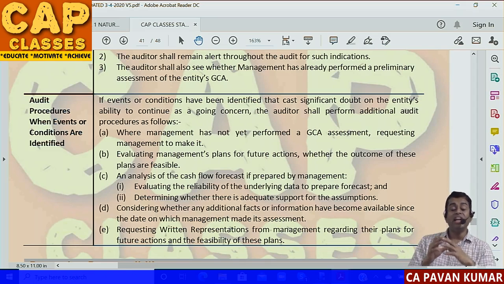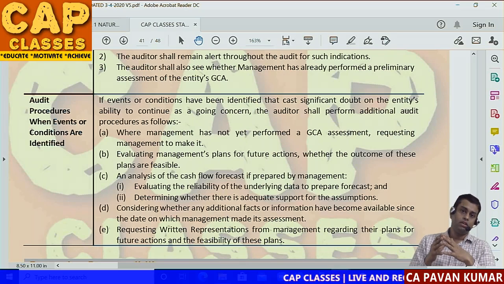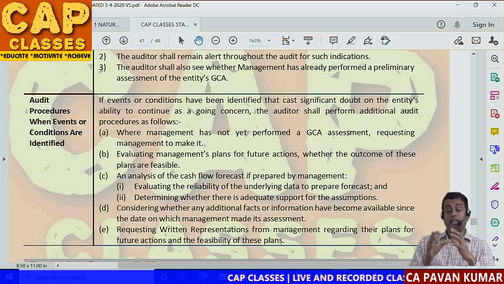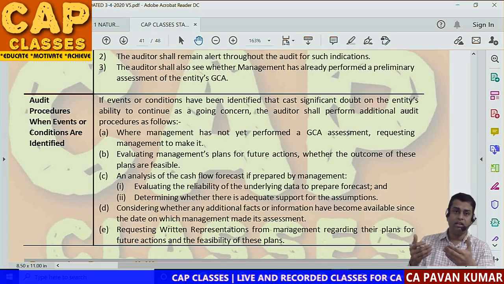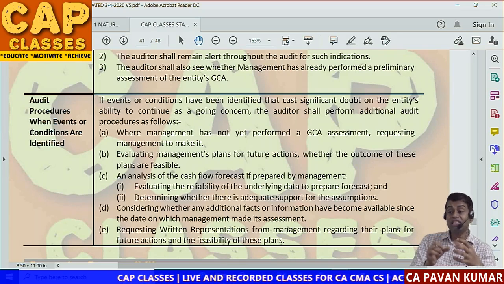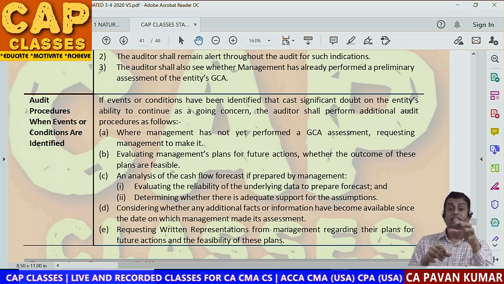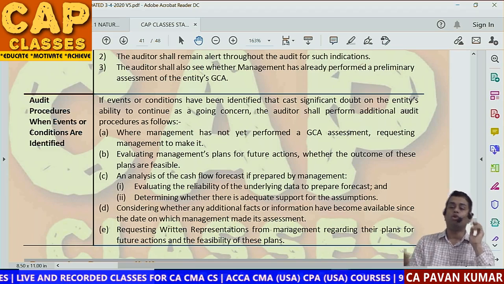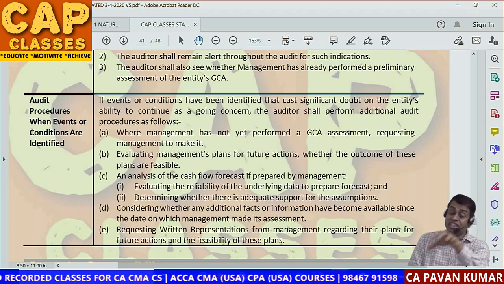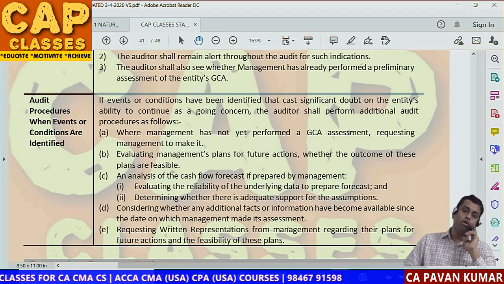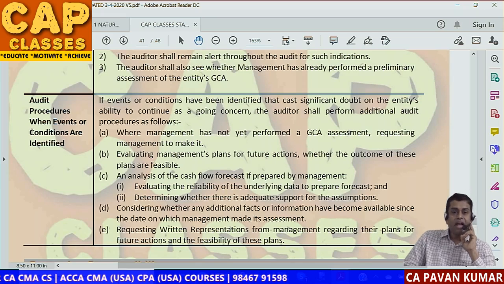He said, Pavan sir, I did it for 6 months. Then I have to ask him, do it for 12 months minimum. Minimum 12 months. You understand? Then I'll verify whether management's assumptions are reliable or not. Whether management's plans for the future are feasible or not.